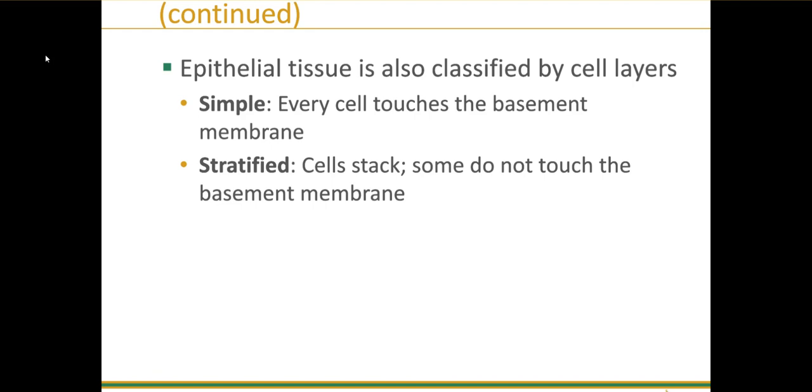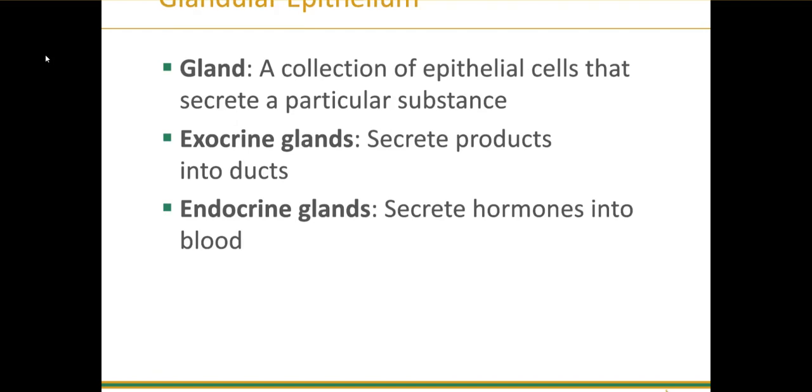Stratified is where cells are stacked on top of one another to make layers. If you look at glandular epithelium on page 76, the gland is a collection of epithelial cells that secrete a particular substance. So depending on what type of gland you're talking about depends on how the substance is secreted.